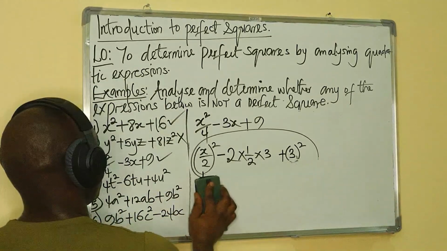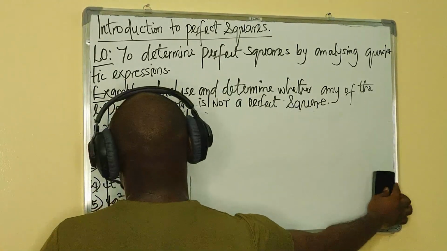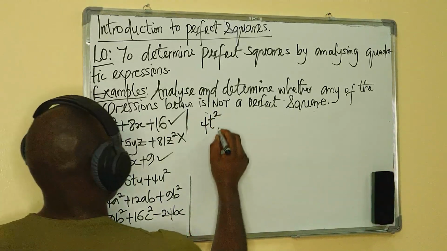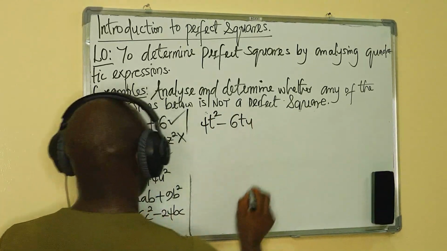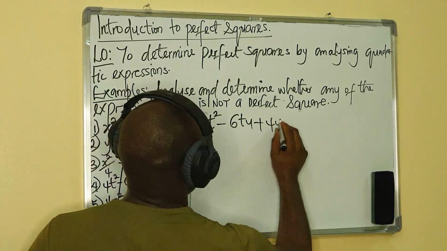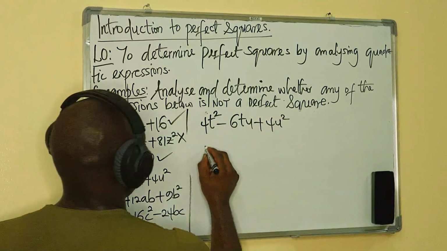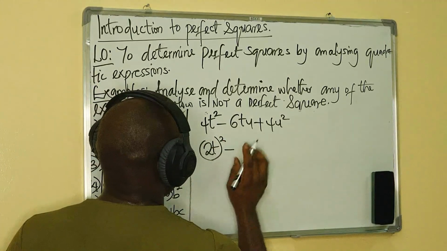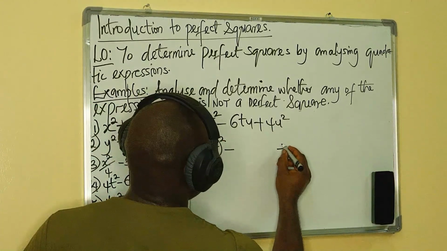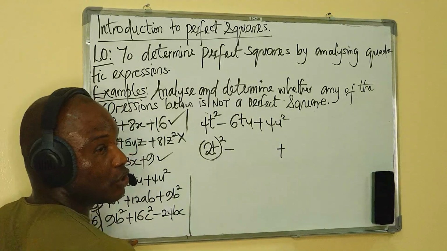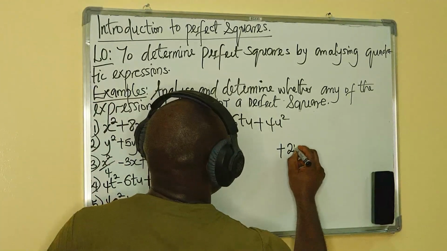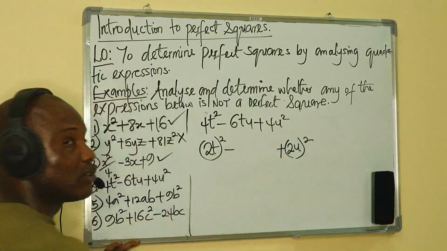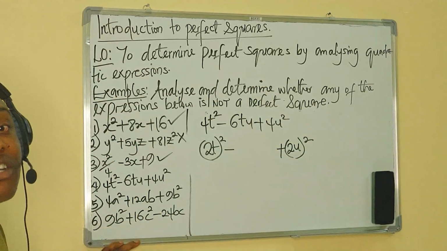What about expression number 4? Expression number 4 is 4t squared minus 6tu plus 4u squared. Merely looking at this, we can rewrite 4t squared as 2t, close the bracket, squared, minus. Let us demonstrate if the last term shows a perfect square. This can be written as 2u, close the bracket, squared.